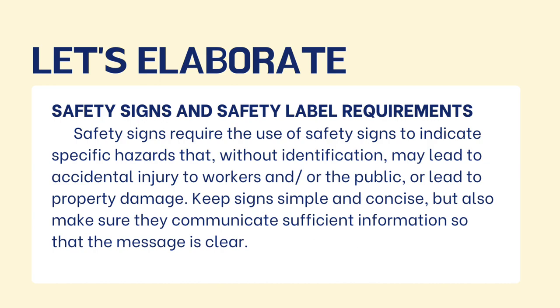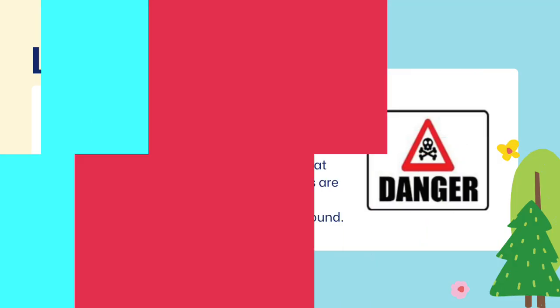Safety signs and safety label requirements. Safety signs require the use of safety signs to indicate specific hazards that without identification may lead to accidental injury to workers and or the public, or lead to property damage. Keep signs simple and concise, but also make sure they communicate sufficient information so that the message is clear.